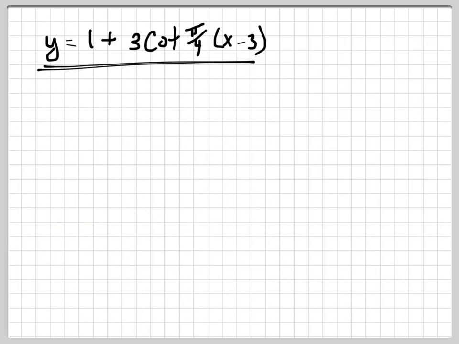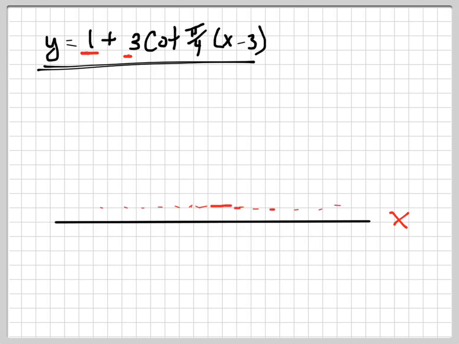Alright, so how do we graph it when we have something like this? Well, here's how I suggest you do it. I suggest you put your horizontal axis in first. Don't put your vertical axis in yet, just your horizontal. Actually, let's deal with the vertical stuff first. So 1 means I shift up 1. So there's my center line. That's where my point's going to be sitting.